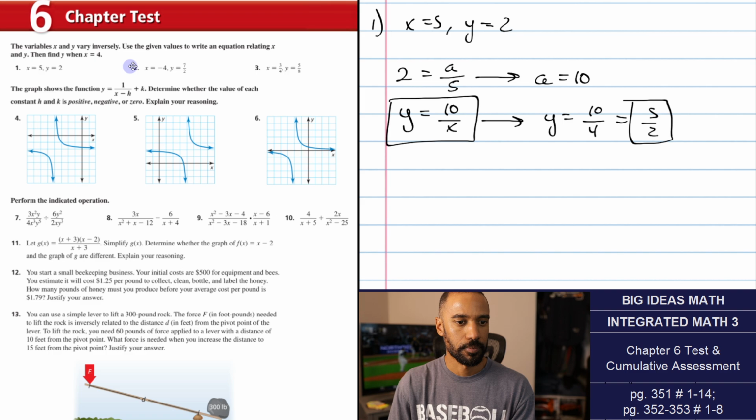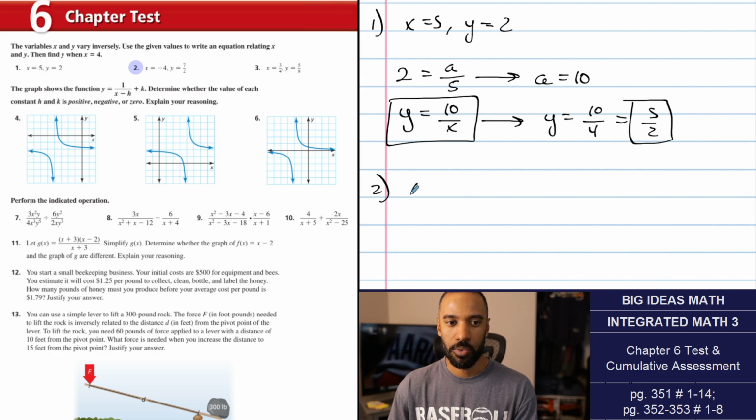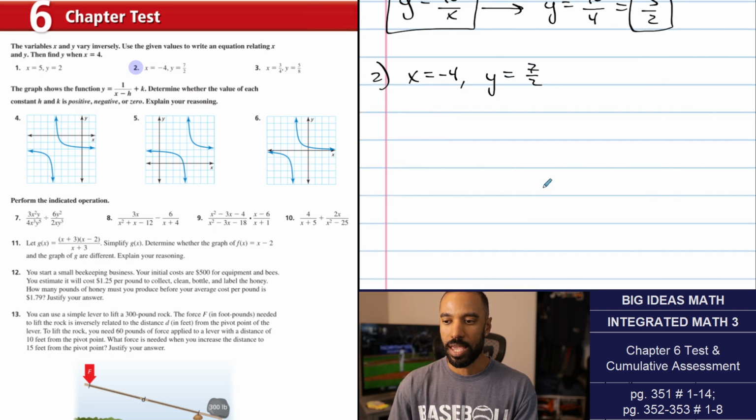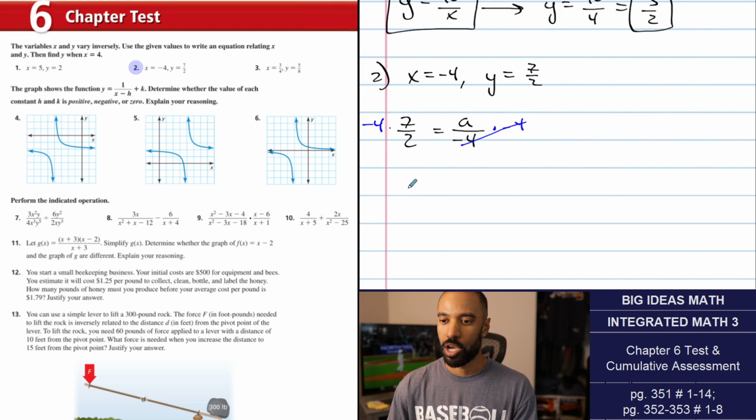Number 2, these problems are all the same when it comes to what we do. It's just how they provide them, and these look like they have a few more fractions. So x equals negative 4, and y equals 7 halves. We have y equals a over x. Looks like a proportion to me, something where I guess if I multiply both sides just by negative 4, I'm taken care of as well though. So negative 4 divided by 2 is negative 2. Negative 2 times 7 is negative 14. That is our a value of negative 14. So we can then write our equation of y equals negative 14 over x.